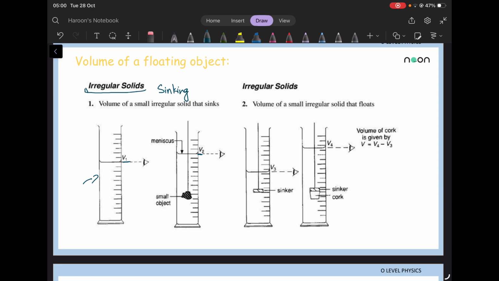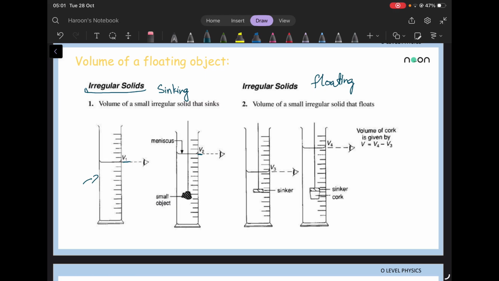But sometimes the object doesn't sink. This is for a sinking object, and I told you guys the entire irregular object actually has to sink, or submerge inside water. Otherwise you get an incorrect answer. You do not get the actual volume in that case. So for irregular floating objects, we have a slightly different method.